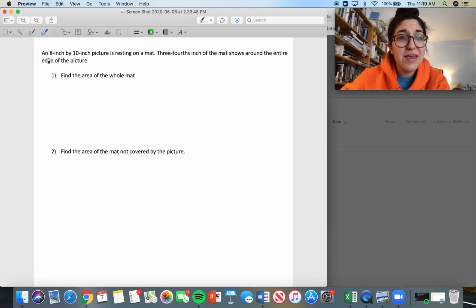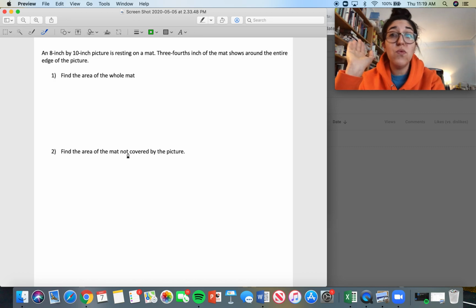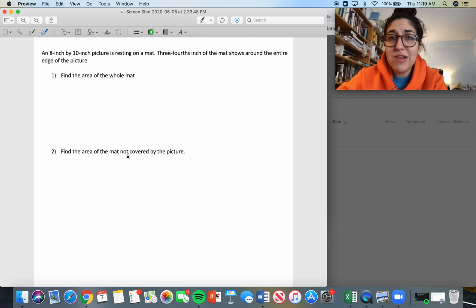An 8-inch by 10-inch picture is resting on a mat. 3/4 inch of the mat shows around the entire edge of the picture. We have two things we need to do. We need to find the area of the whole mat, and we need to find the area of the mat that's not covered by the picture.